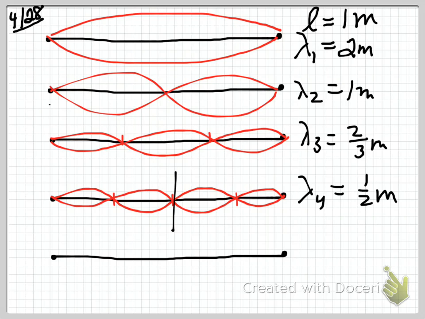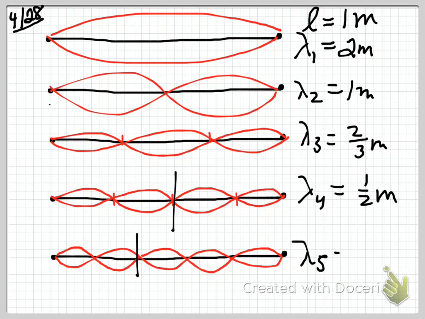Do you see any kind of trend developing here? Getting smaller. Well, the wavelengths are getting smaller. Oh, I'm never going to be able to do this. I did it. It's really sloppy, but we'll take it. So lambda 5 is equal to what? 2/5.